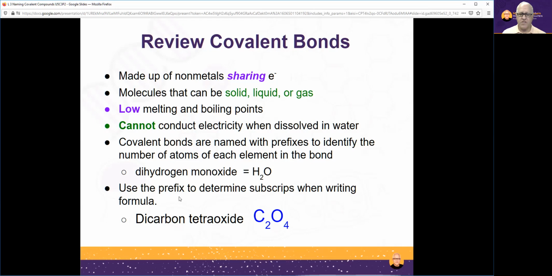You use the prefix to determine the subscripts, there's a typo in there, when writing the formulas. So here we have our friend dicarbon tetraoxide, C2O4. So it's pretty simple to do. You just have to remember the process to get there.